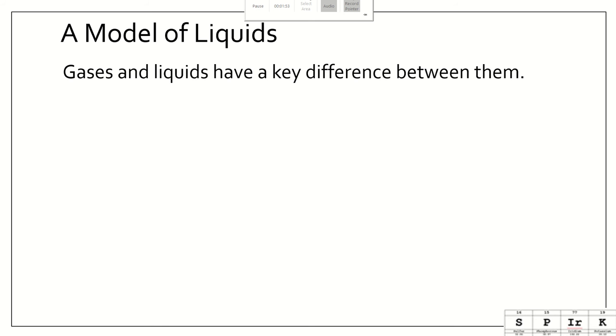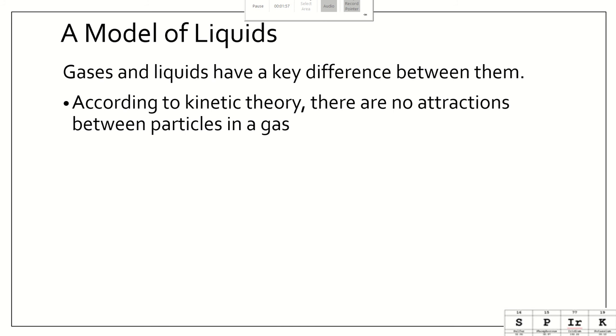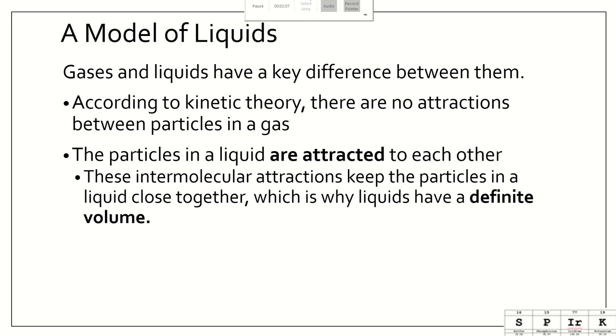Gases and liquids, although they can both flow and are considered to be fluids, have a key difference between them. According to the kinetic theory, there are no attractions between the particles of a gas, which means they spread out to fill their whole container. They don't want to be near each other. The particles in a liquid are attracted to each other. Their intermolecular attractions keep the particles in a liquid close together, which is why liquids have a definite volume.